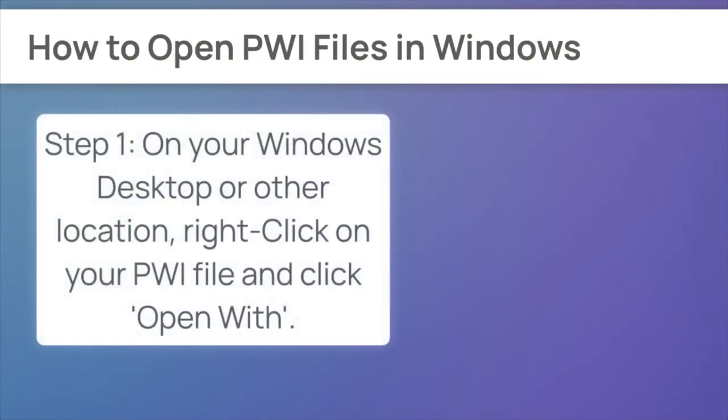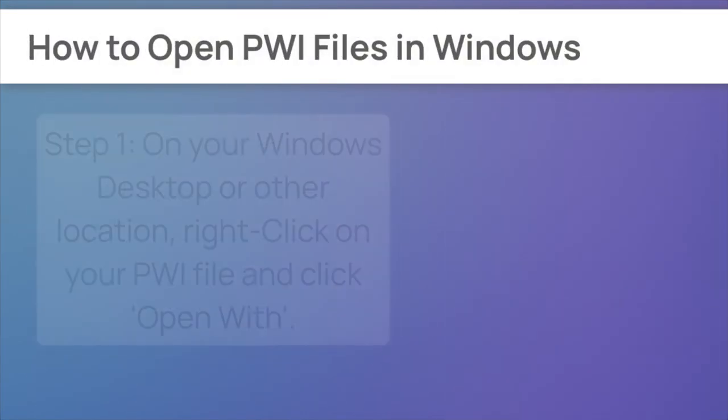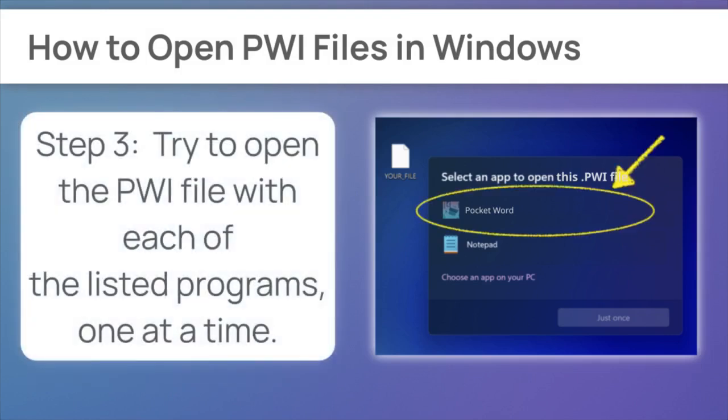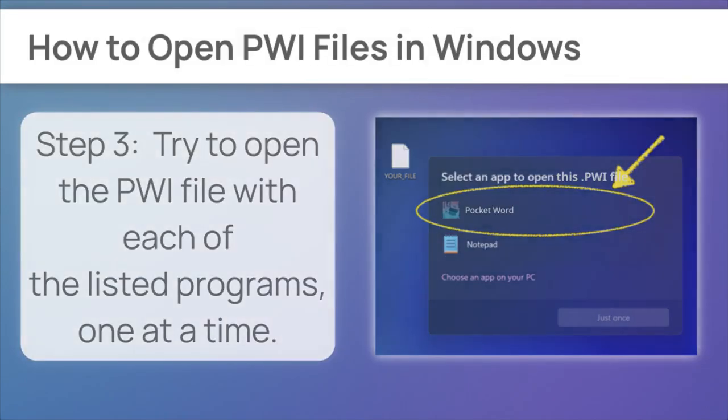The solution usually starts here. Right-click the PWI file and select Open With. Try Pocket Word as your first attempt. If you don't see it, choose another application. Keep testing until the file cooperates.